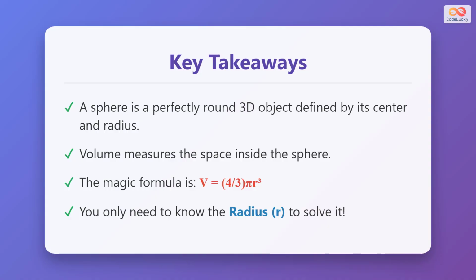To wrap up, remember that a sphere is defined by its center and radius. Volume is the space inside. The formula is 4/3 pi r cubed. As long as you know the radius, you can find the volume of any sphere.